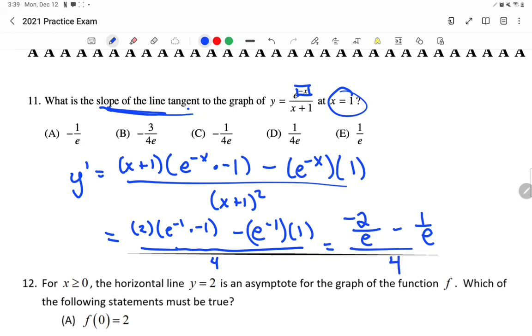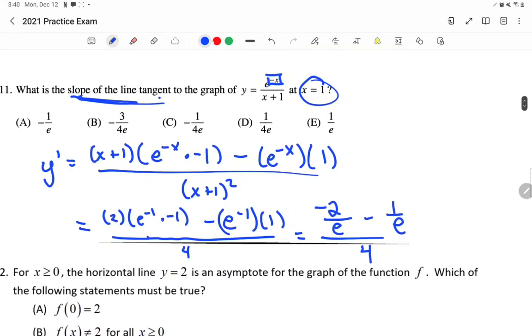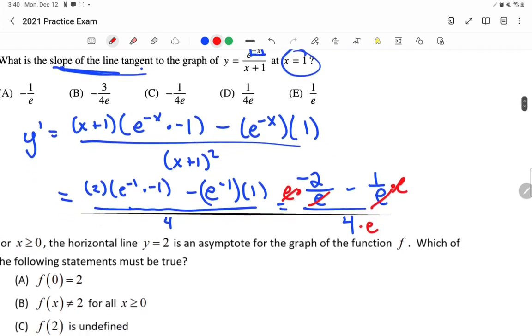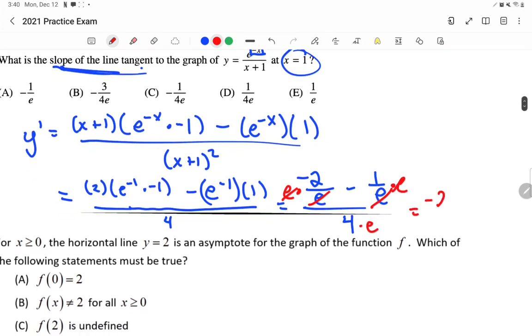If you look at your answer choices, none of them look like this. We have a fraction inside of a fraction, so I'm going to go times e, and times e. That way I can get rid of that little fraction in the fraction. And that's going to be negative 2 minus 1 over 4e, which is negative 3 over 4e.